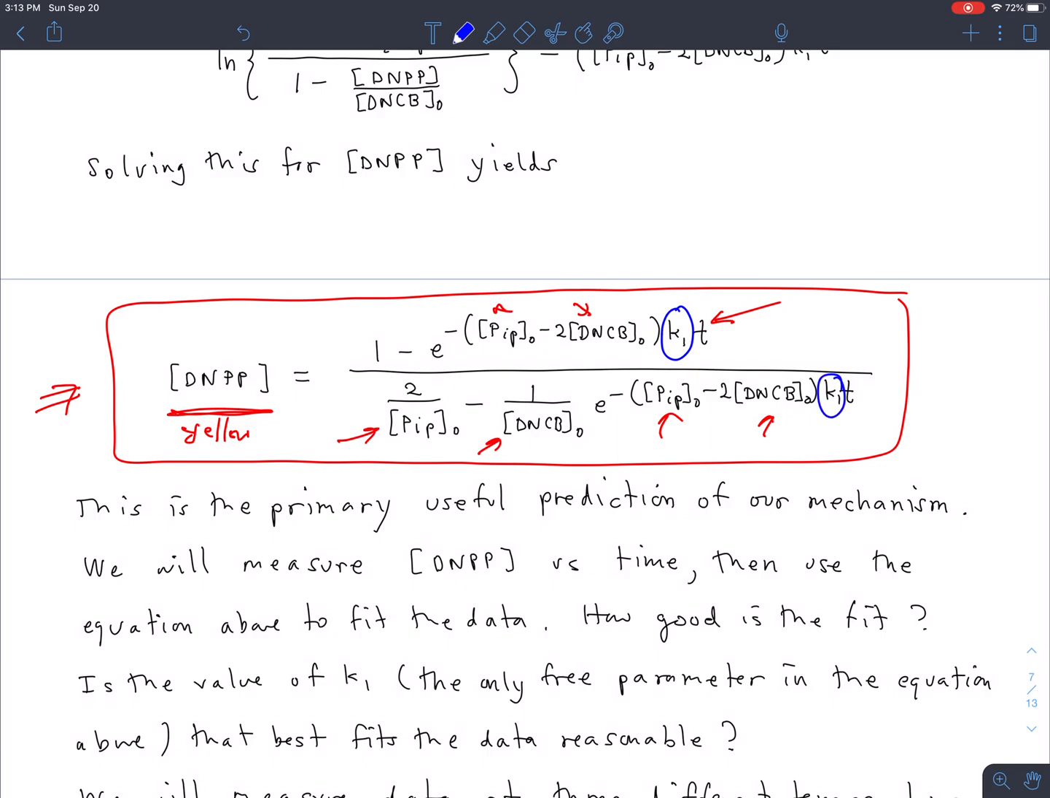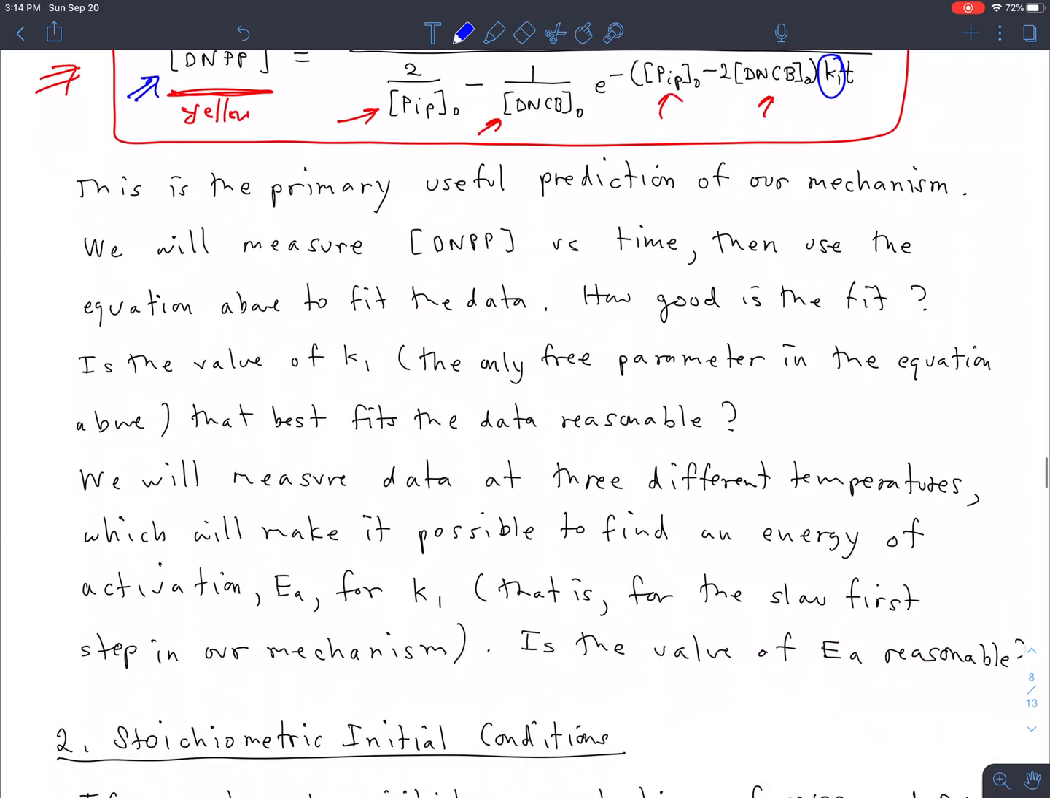So what we're going to do is make measurements and then use this theoretical expression to fit the curves that we get from our measurements, and therefore extract values of this K1. For one set of cases, we'll do that as a function of temperature. So we'll have K1 at 3 different temperatures for the same reaction conditions, and that will allow us to get an estimate for the energy of activation for the reaction. Also a very useful thing to do.